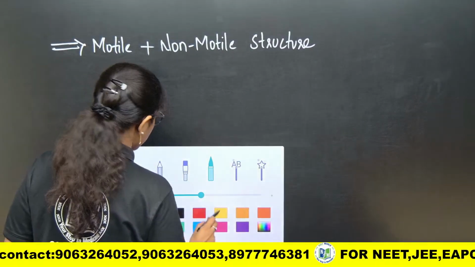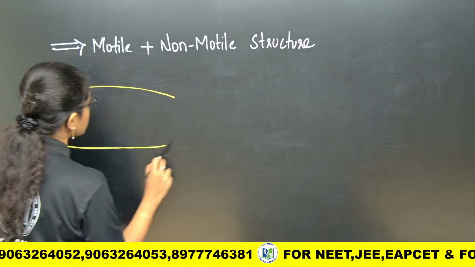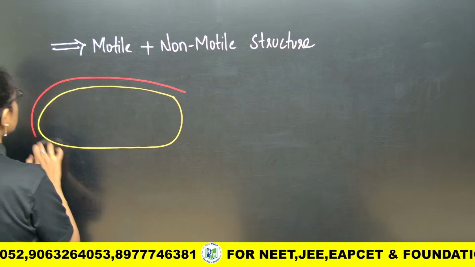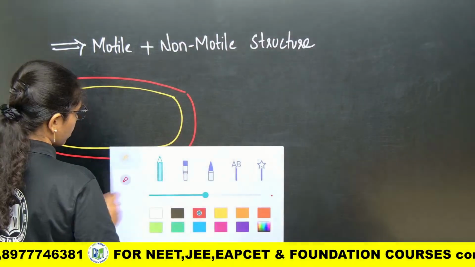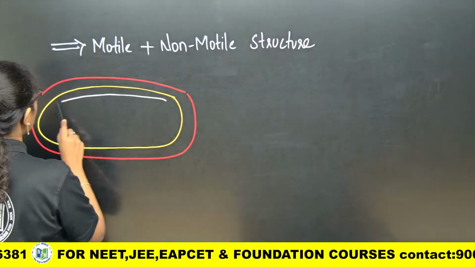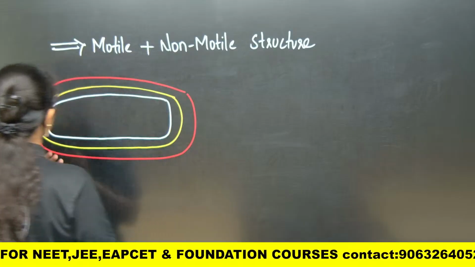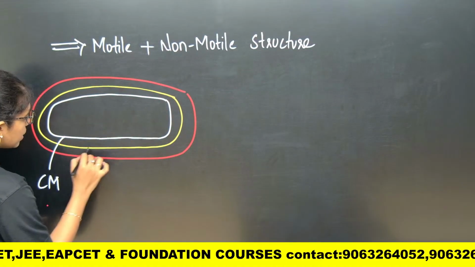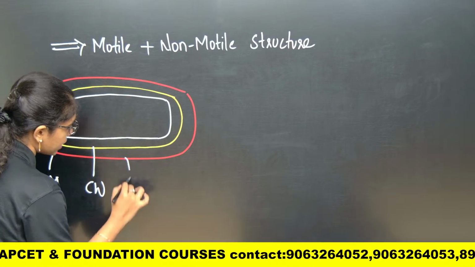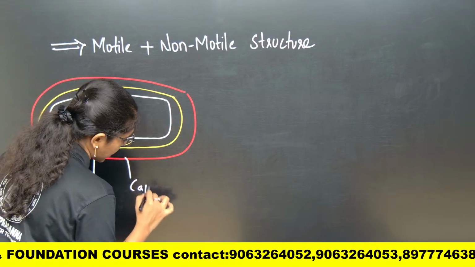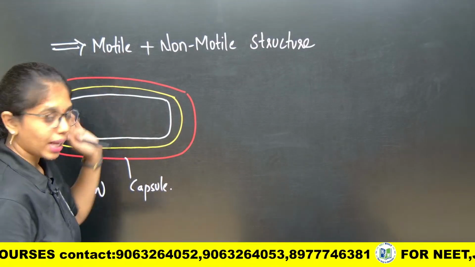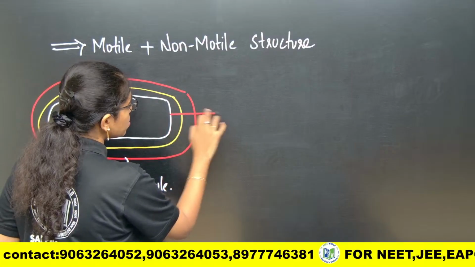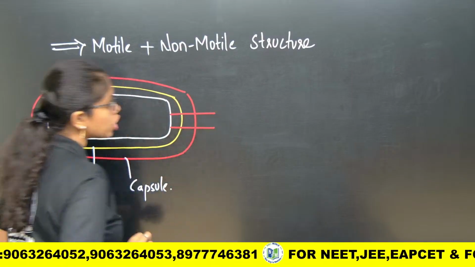So yes, let us consider this is a bacteria, having cell wall and cell membrane. This is the cell membrane, this is the cell wall, and this is the outer layer, let us suppose the capsule. From this, motile or non-motile structures originate from the cell membrane and they are extensions of the cell wall.